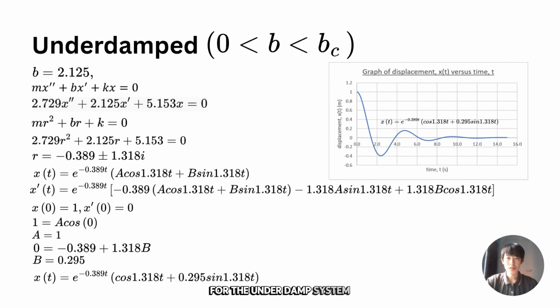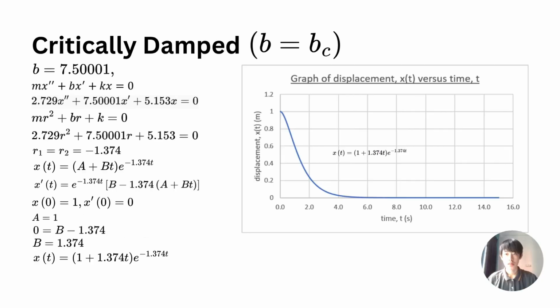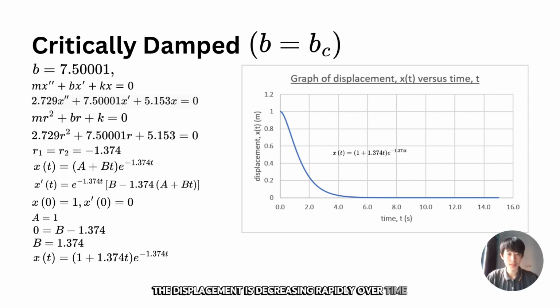For the underdamped system, b is bigger than 0 and smaller than the critical damping coefficient, and we choose b equal to 2.125, and we find the general equation. The graph shape is a cosine wave, but its amplitude is getting smaller over time. For critically damped, b equals the damping coefficient, where b equals 7.50001, and we found the general equation. And in the graph, the displacement is decreasing rapidly over time.